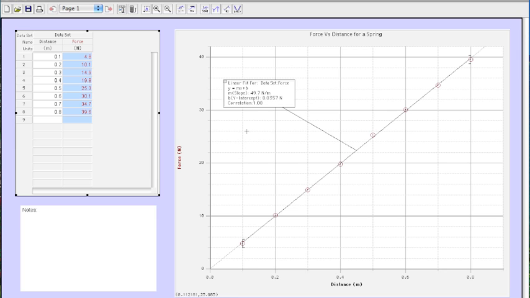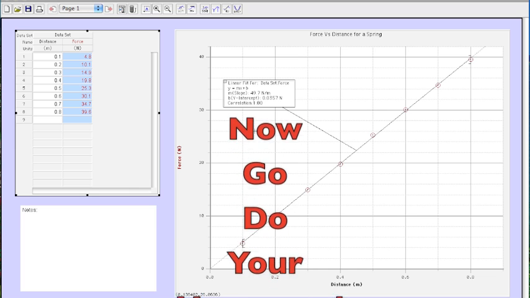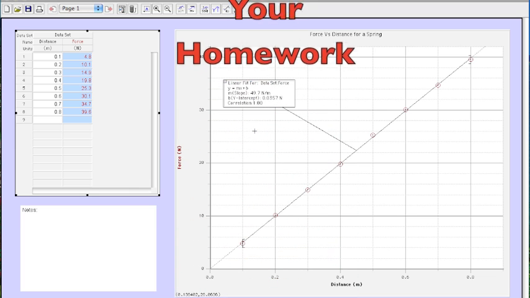The slope also has meaning. 49.7 newtons per meter means if I stretch the spring 1 meter, it'll take about 50 newtons to do that. If I stretch it 2 meters, it'd be 100 newtons, or a half meter, about 25 newtons.